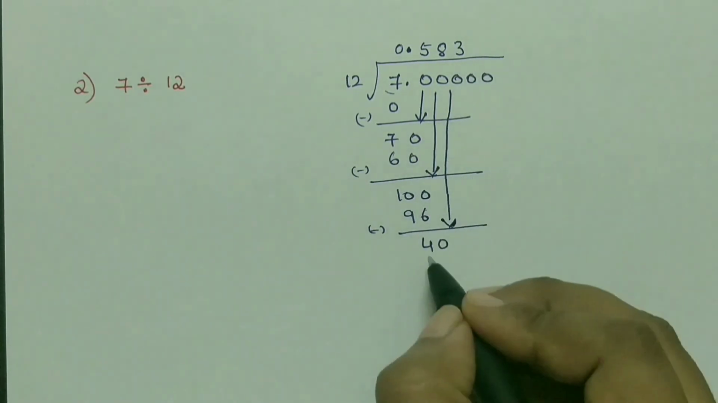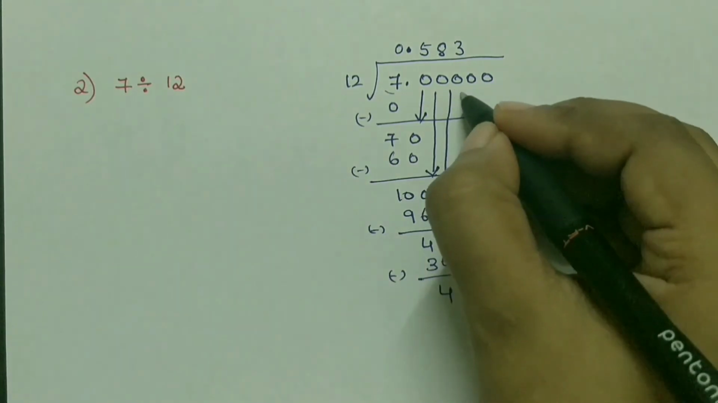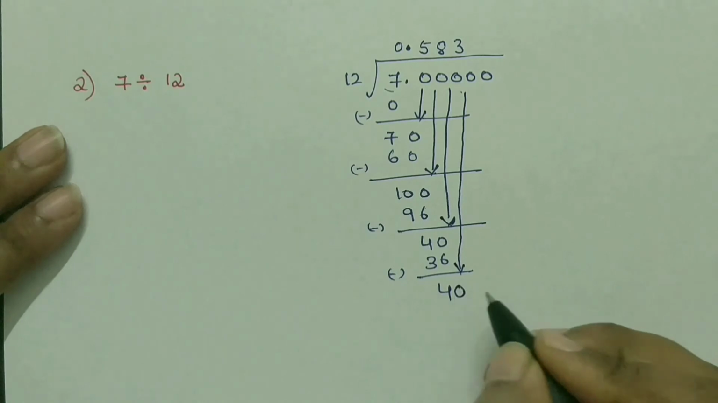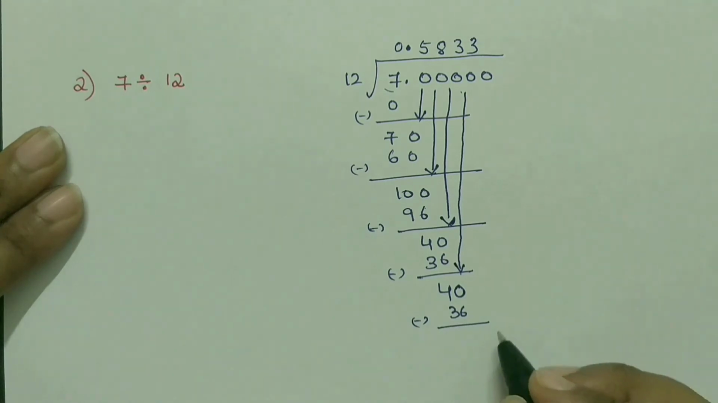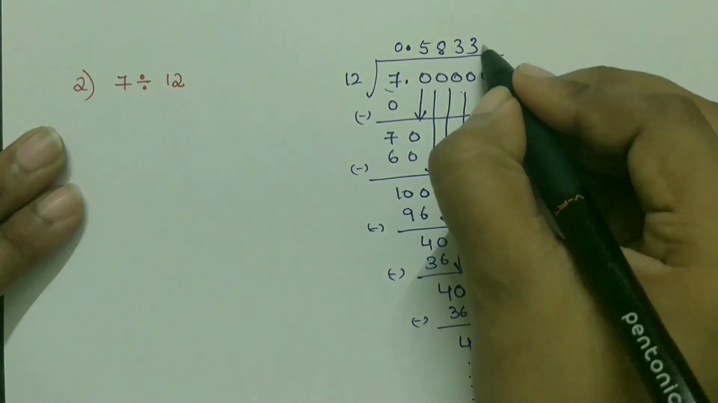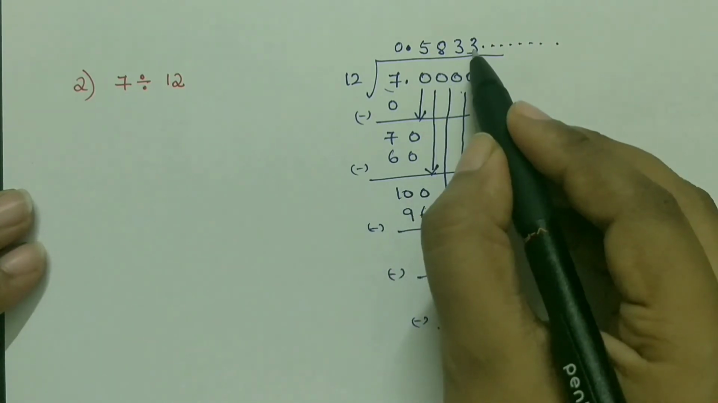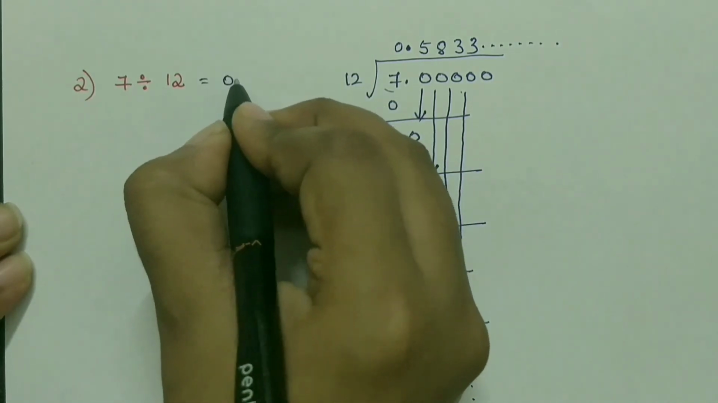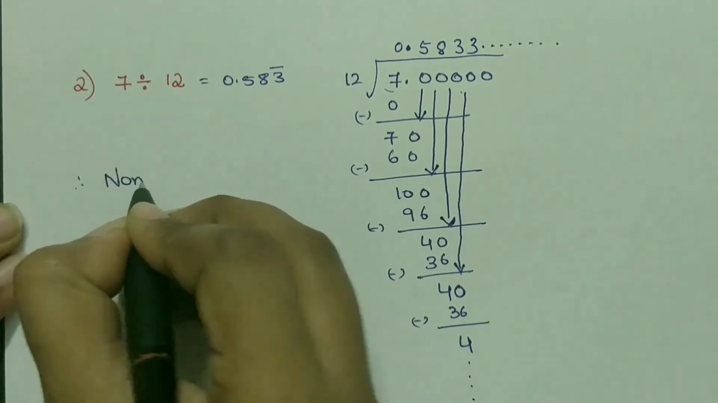12 3 is 36, difference is 4, bring down one more 0. 12 3 is 36, again the difference is 4. So it goes on like this, and this 3 will be repeating. So as the number of digits in the decimal part are infinite, it is non-terminating decimal, equal to 0.583 bar. Therefore, non-terminating decimal.